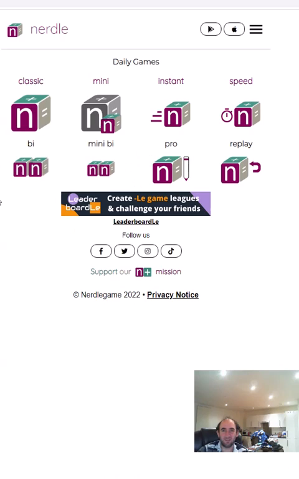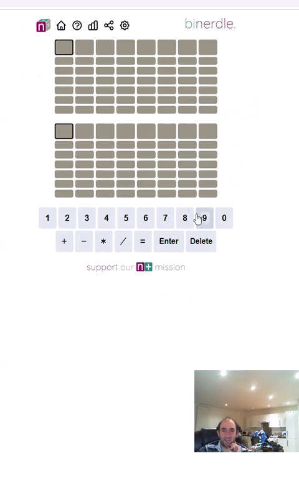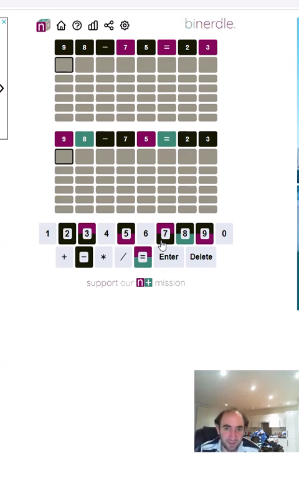Let's load up the next one. We'll do the classic Binerdle next, I think. So once again, for anybody new, this is the exact same principle, but you have to solve two of them at the same time. Which isn't necessarily harder, because as you can see, if I now try and work out what this one is and put in a guess, it's going to give me information for the other one, whether I'm thinking about that one or not.